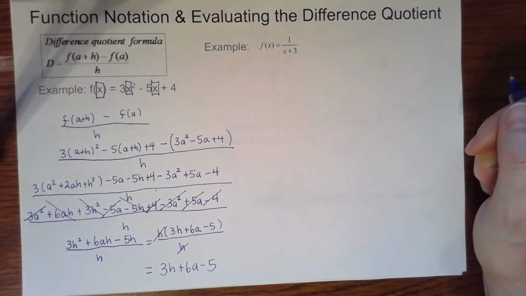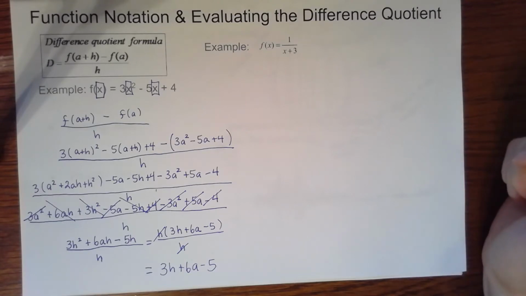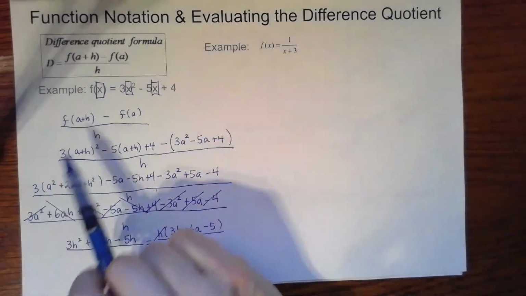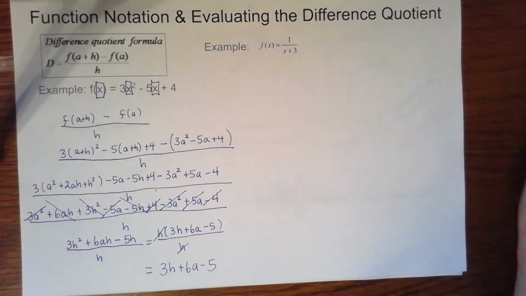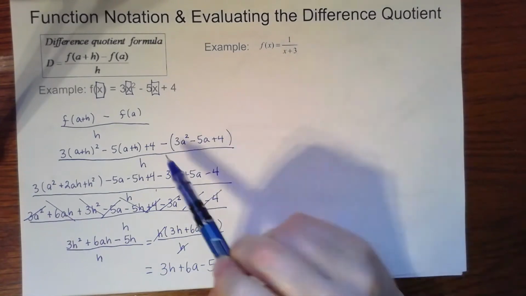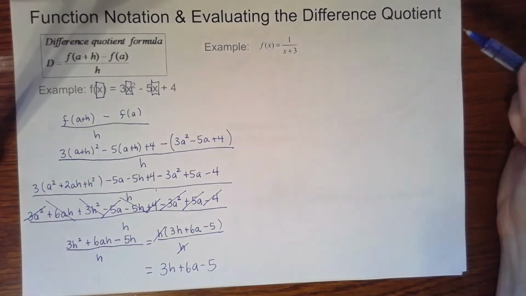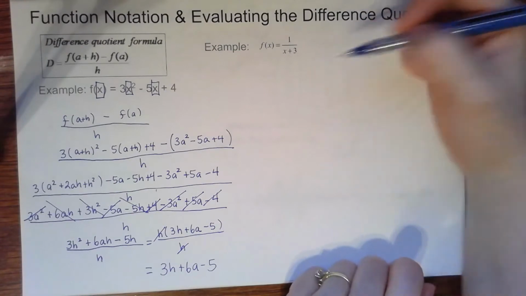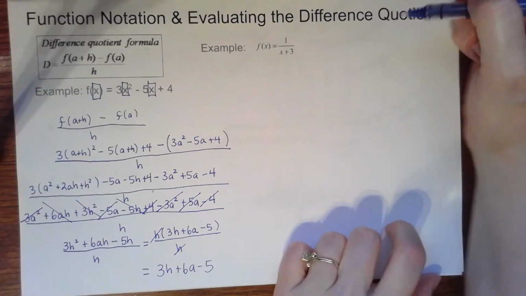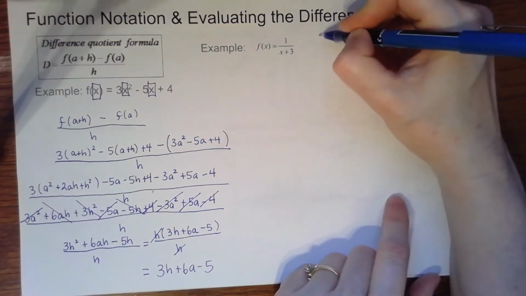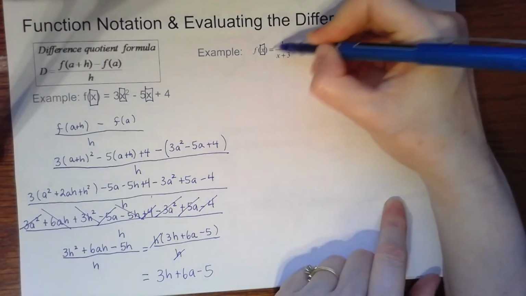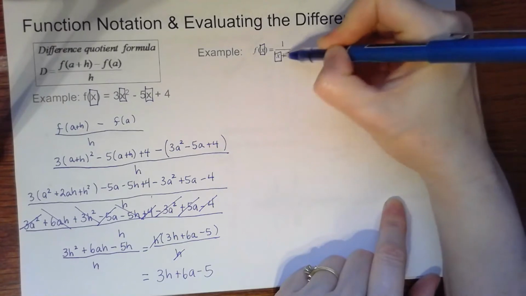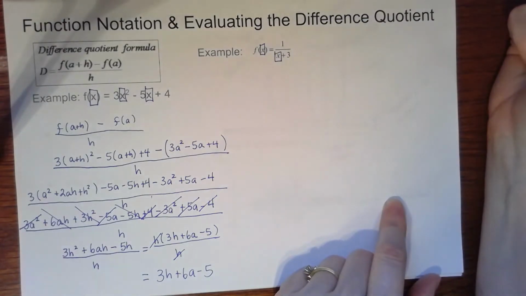All right, let's try one more. Okay, so that one was a good one for us to practice, because we had to square this thing and make sure that we put our parentheses in so that we distributed our minus. Okay, this one's going to be a good one to practice because we're going to have complex fractions. Okay, so once again, notice this is f of box equals 1 over box plus 3. That's how you want to think of it.